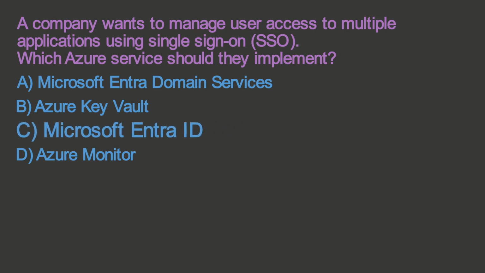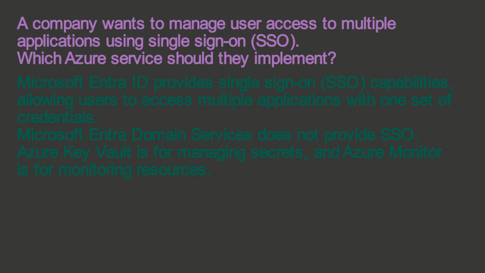The correct answer is C. Microsoft Entra ID. Microsoft Entra ID provides single sign-on, SSO, capabilities, allowing users to access multiple applications with one set of credentials. Microsoft Entra Domain Services does not provide SSO. Azure Key Vault is for managing secrets, and Azure Monitor is for monitoring resources.